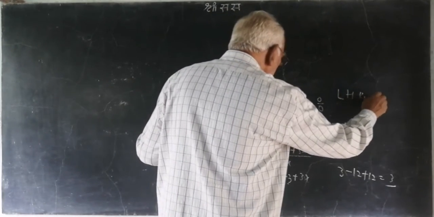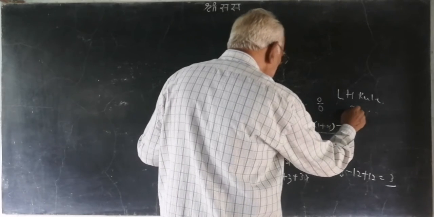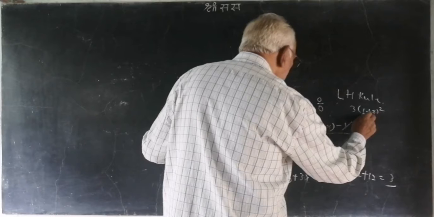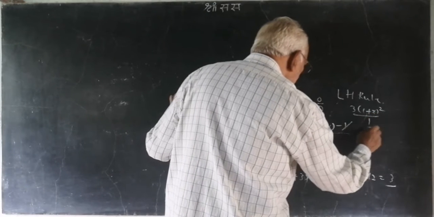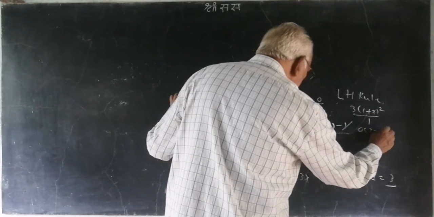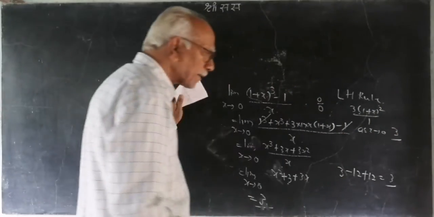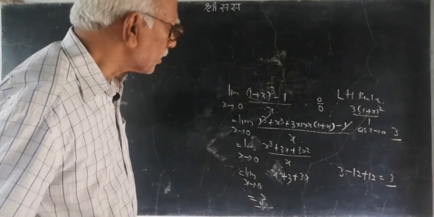L'Hospital's rule, if you go through, you will be differentiating this part: 3 into (1 plus x) whole square divided by 1 as x tends to 0. What will it be? 1 square is 1, it becomes 3. It becomes 3. L'Hospital's rule.